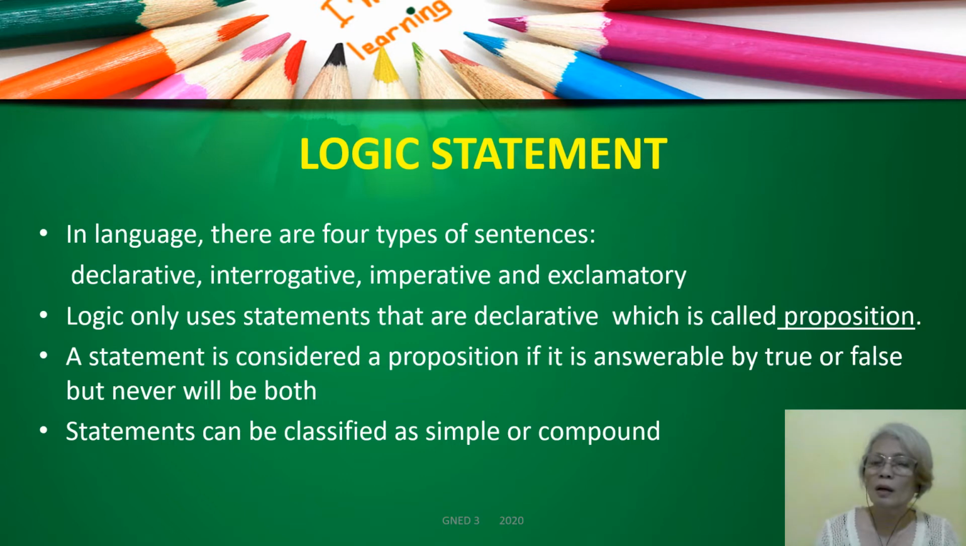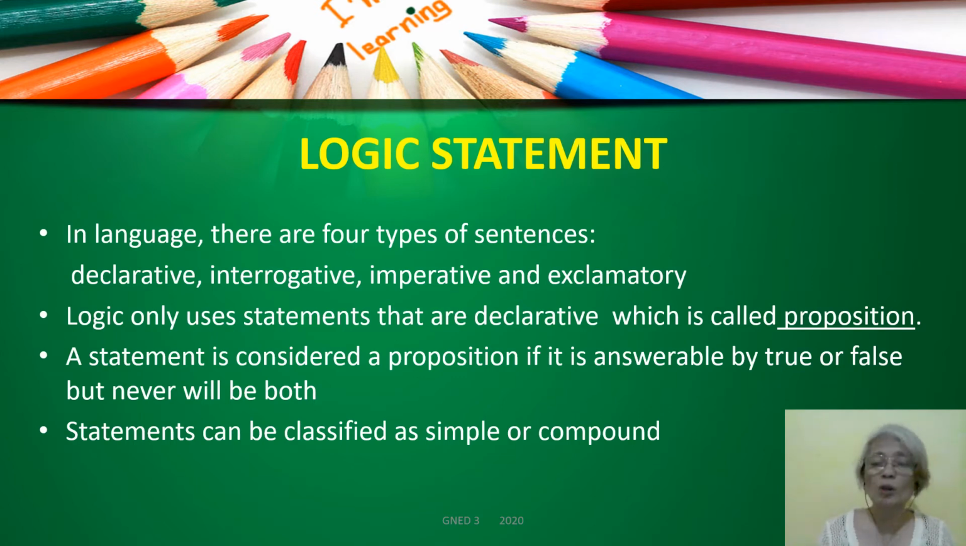Recall that in language there are four types of sentences. We have the declarative, the interrogative, imperative, and exclamatory. However, for our course, we shall only deal with statements which are declarative. Now, we call them propositions. Again, recall that propositions are statements whose falseness or truthness can be determined. So, if a statement is either true or false, then it is called a proposition.